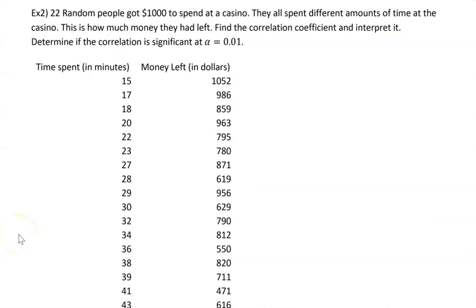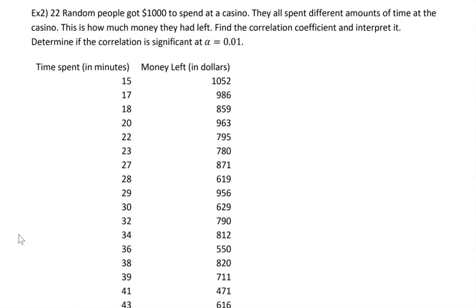So with that, let's go ahead and look at the second example. For this one, 22 random people got $1,000 to spend at a casino. They all spent different amounts of time at the casino. This is how much money they had left. Find the correlation coefficient and interpret it. Determine if the correlation is significant at alpha equals 0.01.